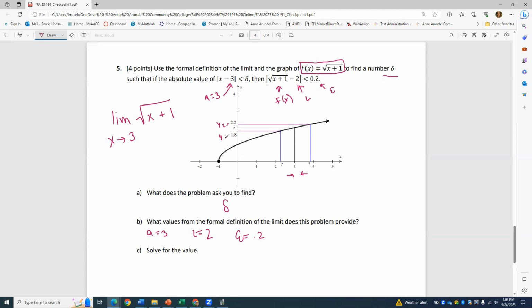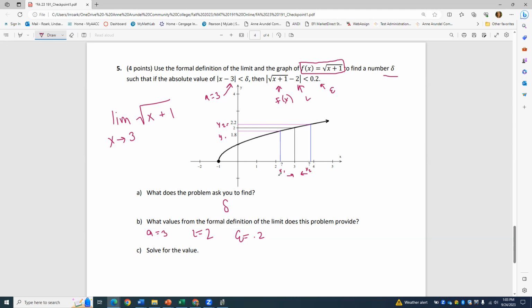So all we have to do is find the corresponding x values. So let's see, 1.8. If I look at the graph, that is corresponding to this first question mark. Let's go ahead and call that x1. Okay, and then this y2, that's corresponding with this other question mark. Let's go and call this x2.